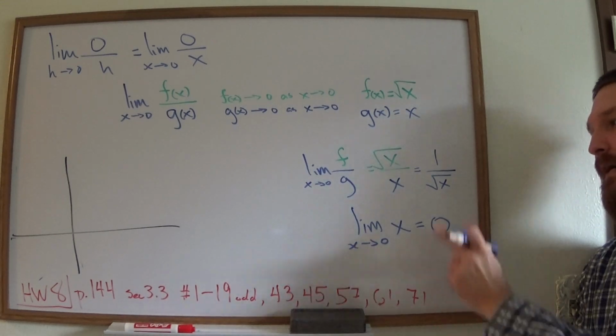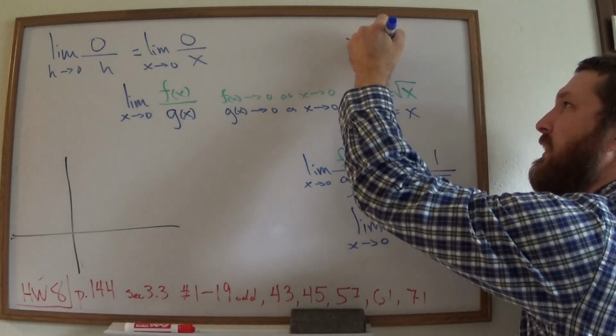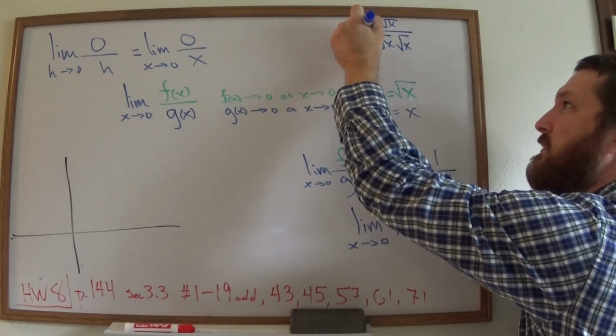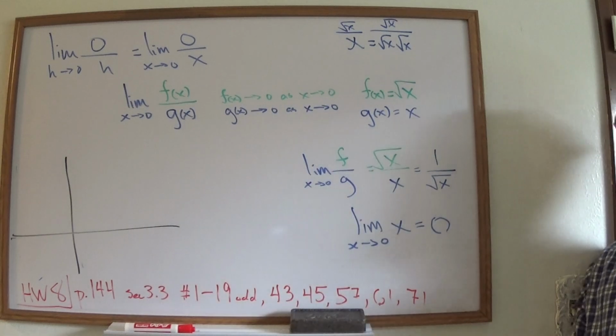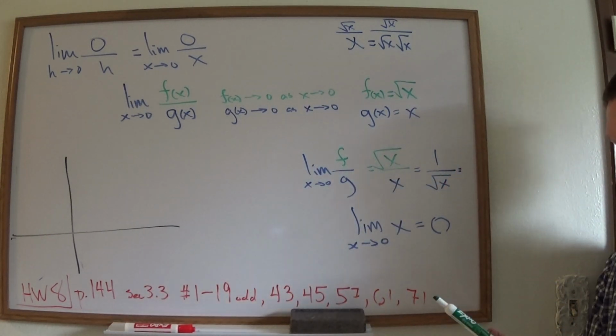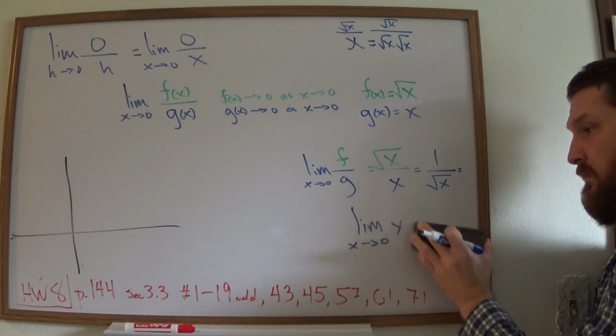I know, right? Because x is the same thing as root x times root x. And so you put that over root x. You could cancel one of them out and you're left with that. Now, what's the limit of that as x goes to 0? Also 0.